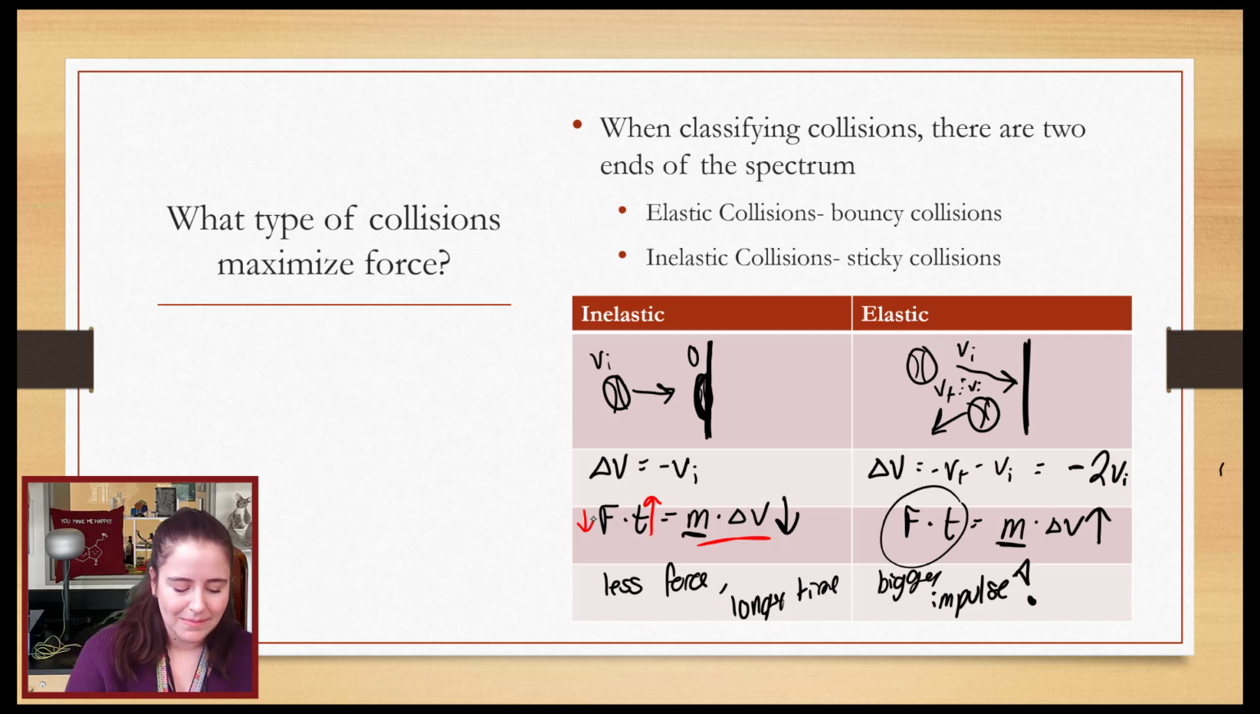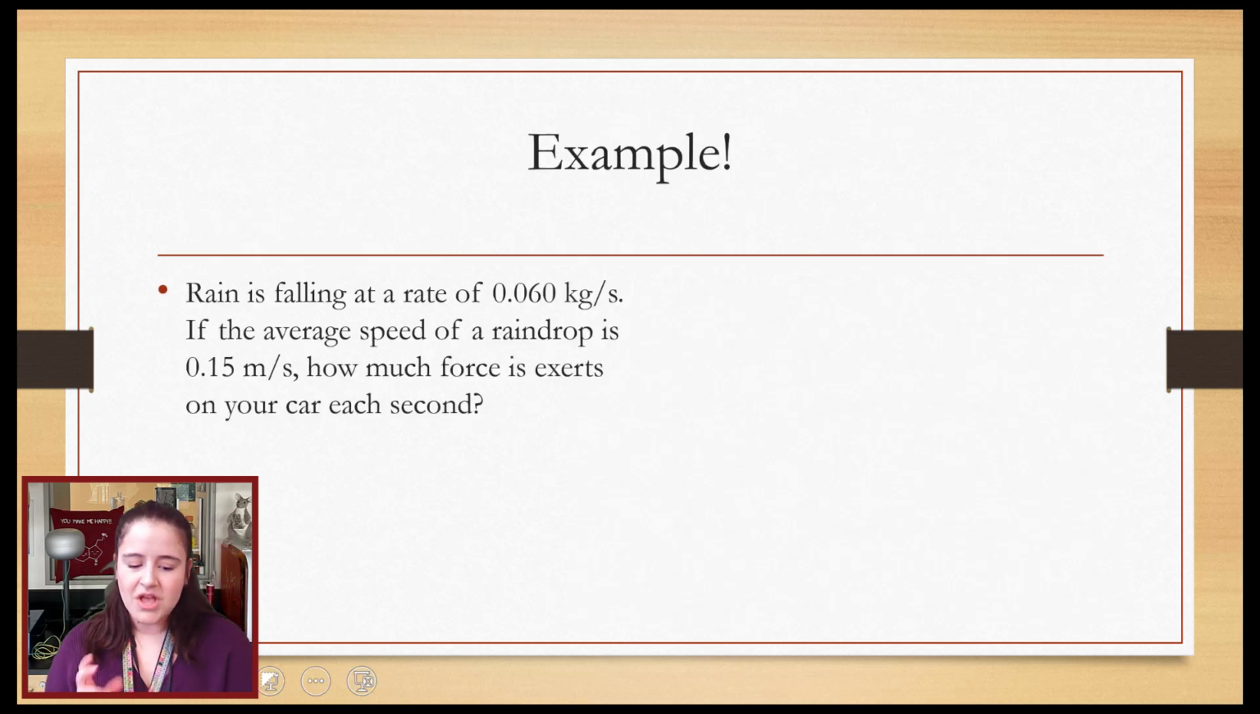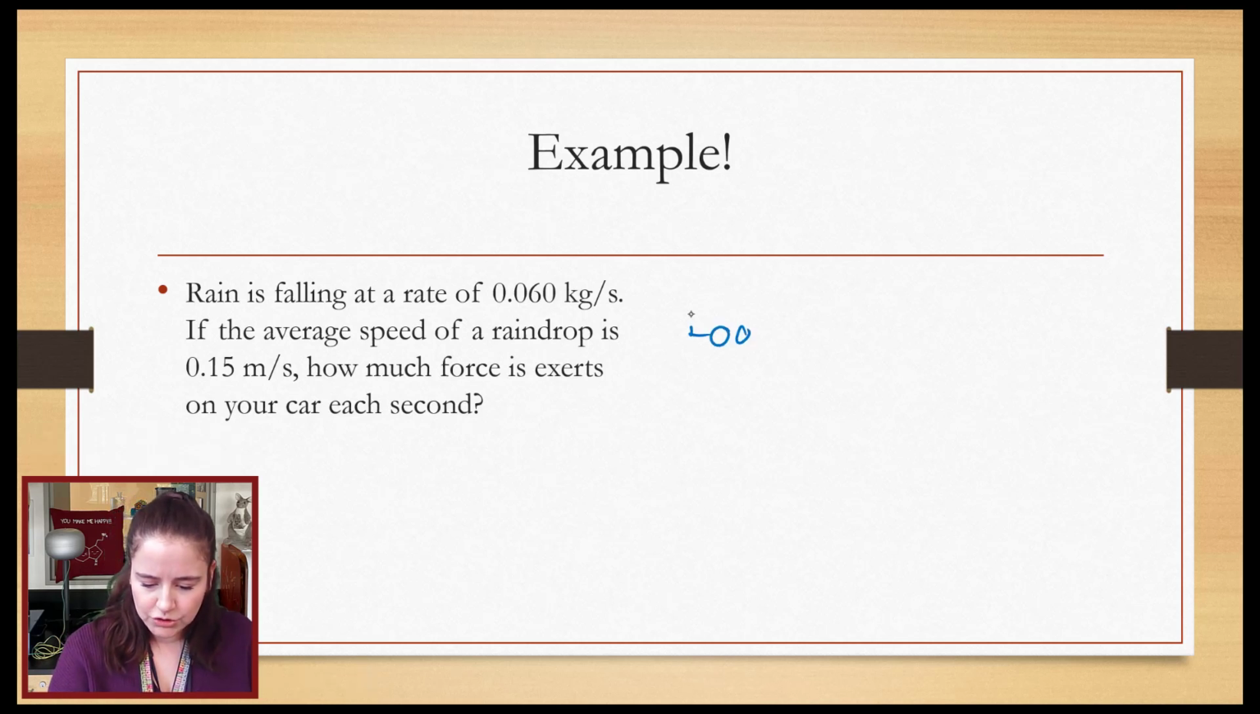Let's do one more math problem and then we will call it. So, rain is falling at a rate of 0.060 kilograms per second. If the average speed of a raindrop is 0.15 meters per second, how much force is exerted on your car each second? Okay, so we have our car. There we go. Good artist here, as you can see. And there are raindrops falling on it.